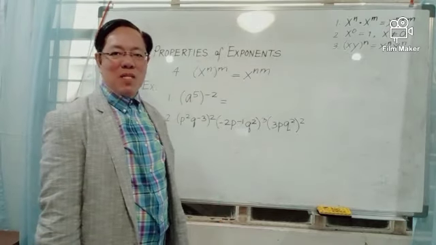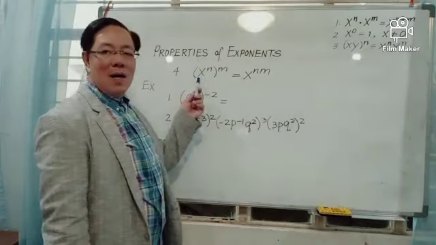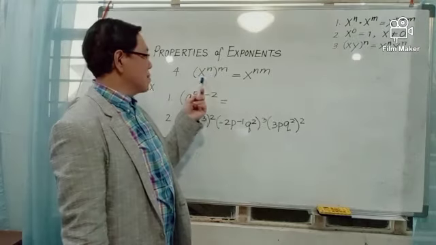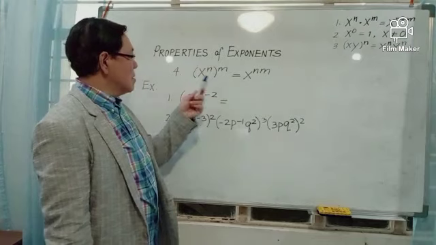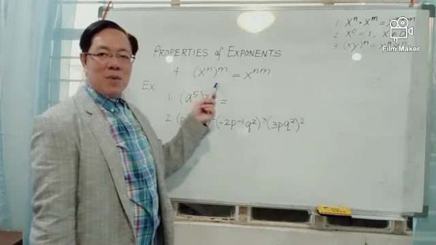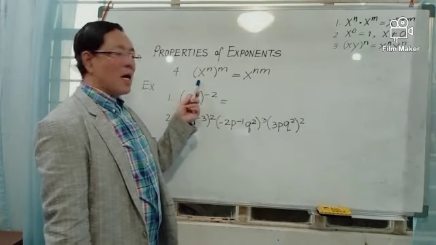In the next property of exponent, an exponent of x is raised to another exponent. For the whole exponential notation, the base is x to the n.